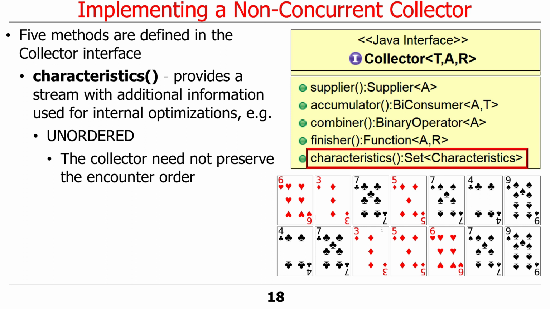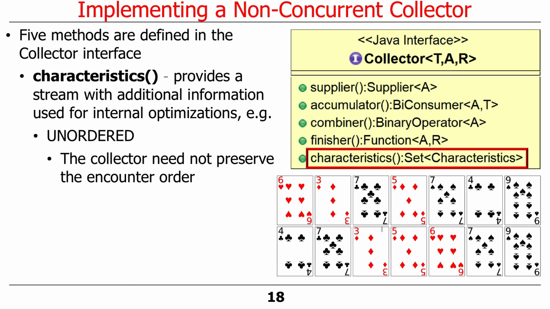So one of the characteristics you might choose to set is called unordered. And that means that the collector is not obliged to preserve encounter order. Encounter order is just a fancy name for the order in which the input appeared in the original source for the stream. So let's assume, for the sake of argument, we had a list. The encounter order would just be the order the elements were in the list to begin with, from left to right. So if you say unordered, then there's no obligation to preserve encounter order. The collector can reorder things.